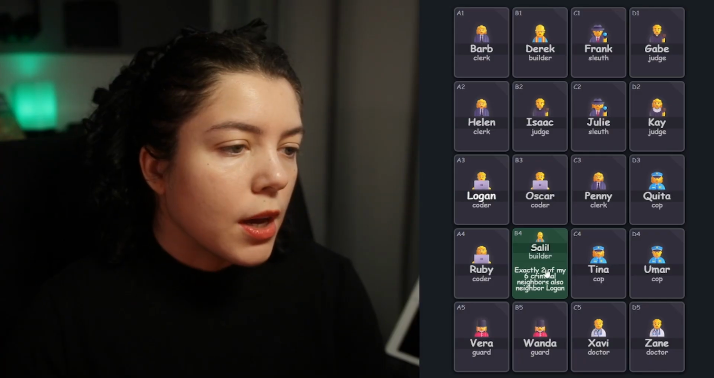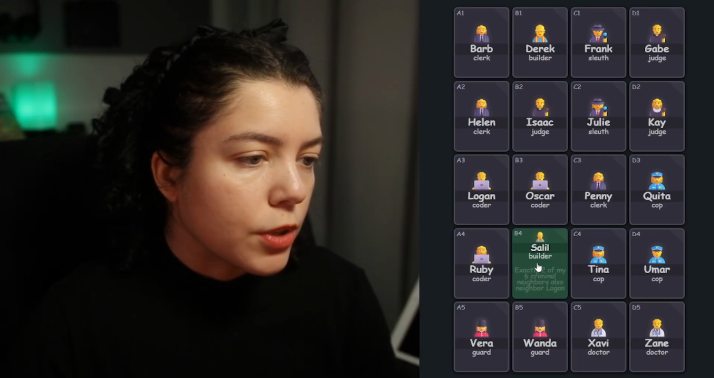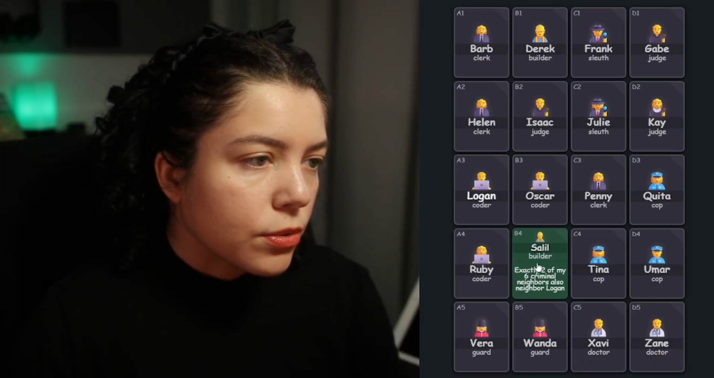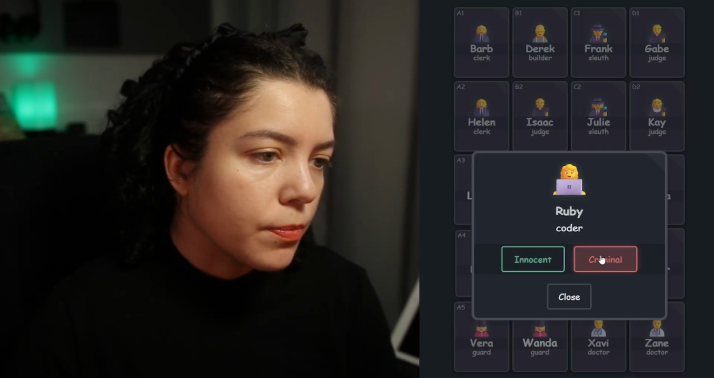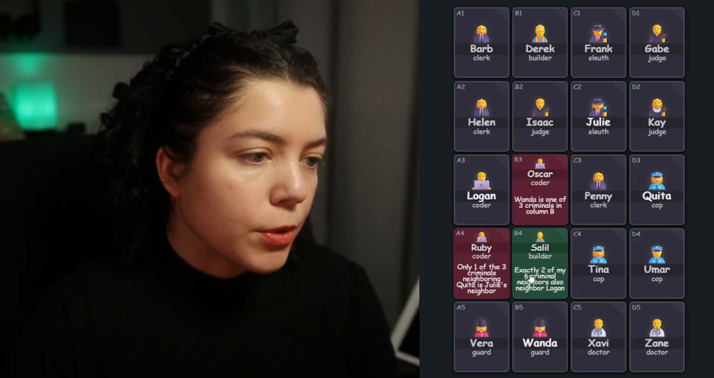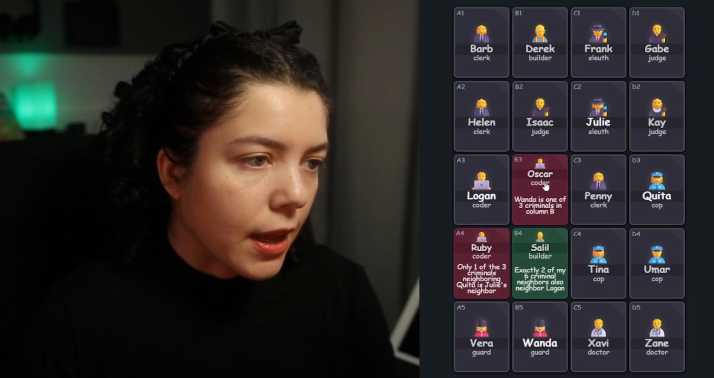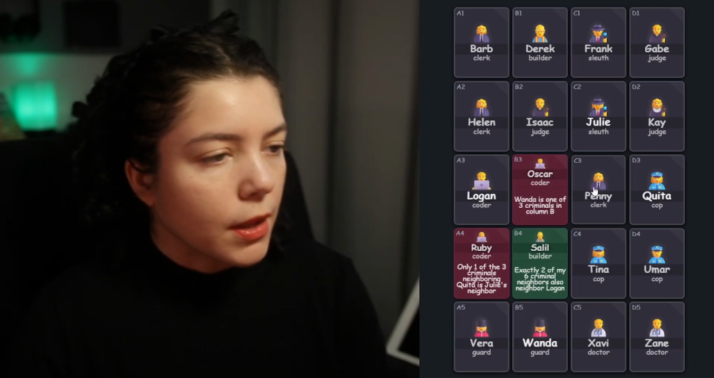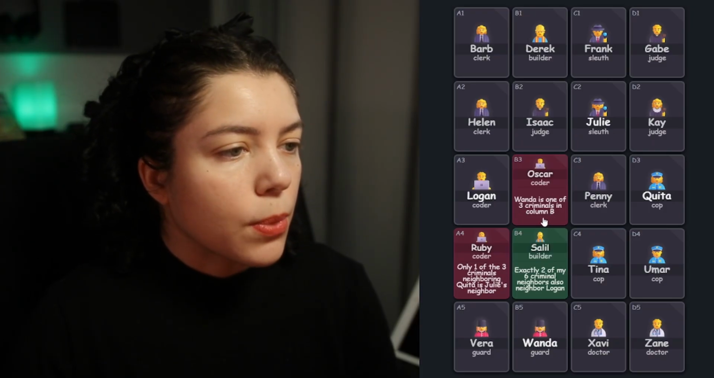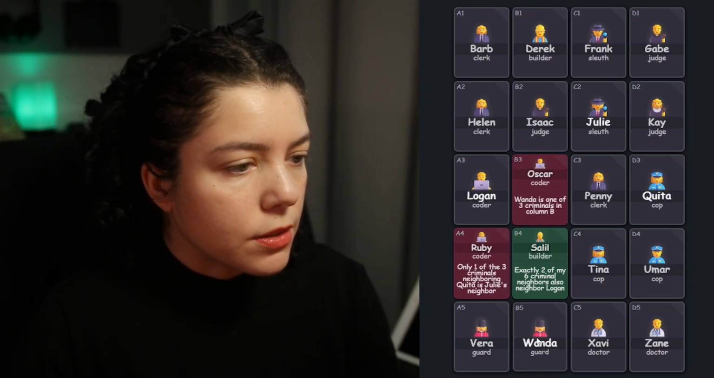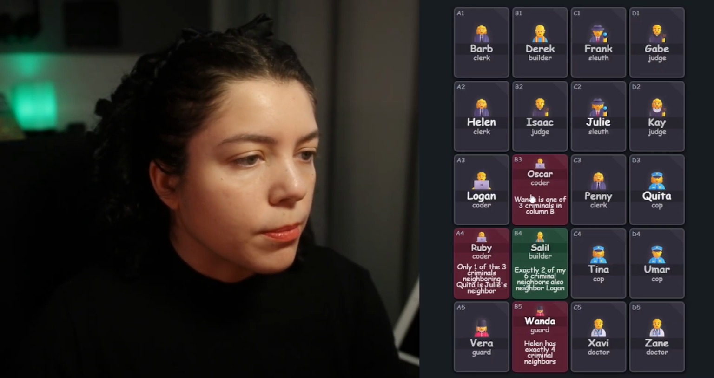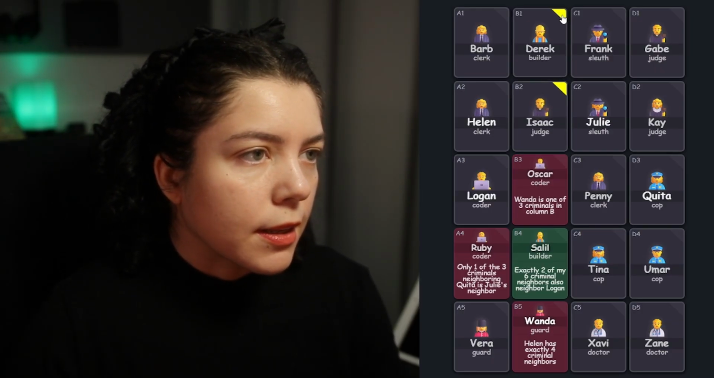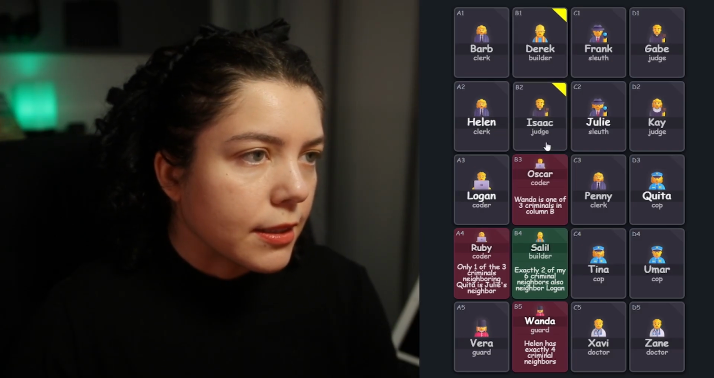that exactly 2 of his criminal neighbors also neighbor Logan. So Logan and Saleo share 2 people as neighbors, so both of them have to be criminal. And we know that Saleo has 6 criminal neighbors total among the 8 that he has, so only 2 innocents. Oscar now says that Wanda is one of 3 criminals in column B, so Wanda is a criminal. There's only 1 more criminal in column B because Oscar is also in column B and is a criminal, so that makes the last criminal be either Derek or Isaac, and the other person is gonna be an innocent.